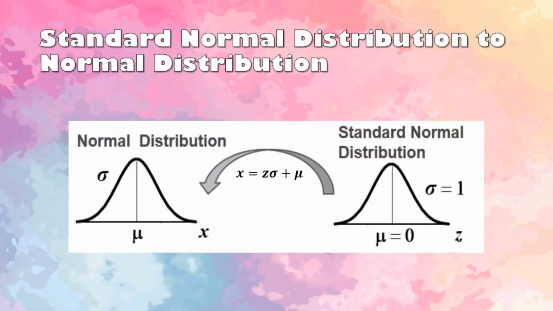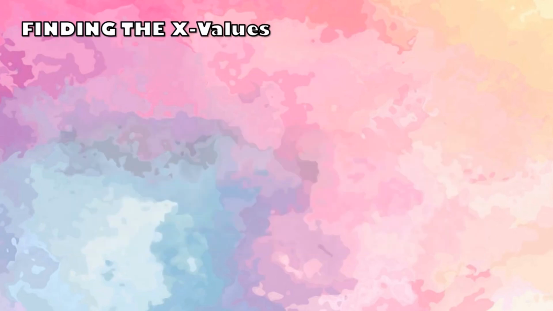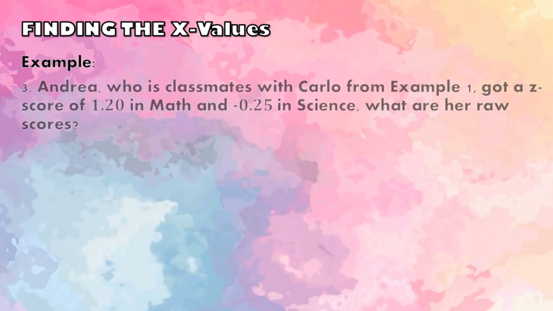Now, this figure shows the conversion of standard normal distribution to normal distribution. The formula of normal distribution was derived from the z-score formula. Now, let's proceed in finding the x values with this given example. Andrea, who is a classmate of Carlo from example number 1, got a z-score of 1.20 in mathematics and negative 0.25 in science. What are her raw scores?